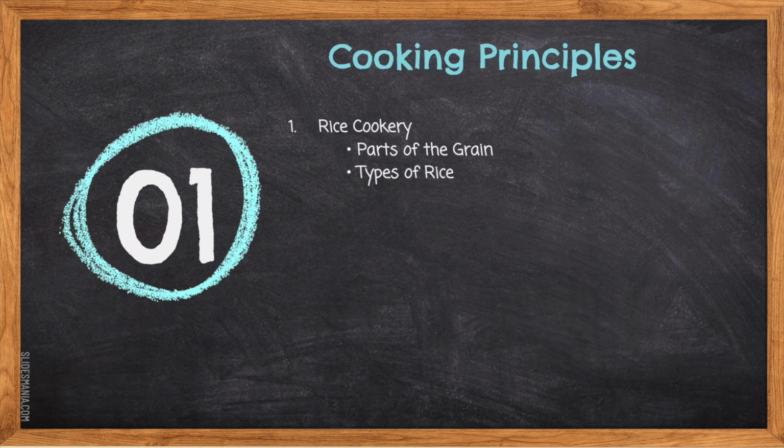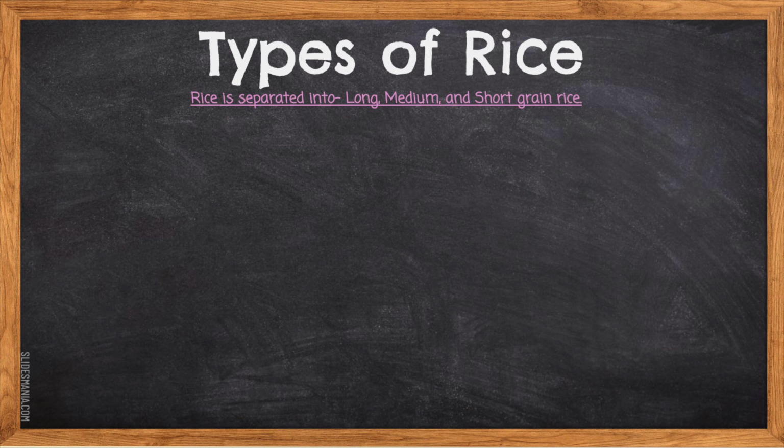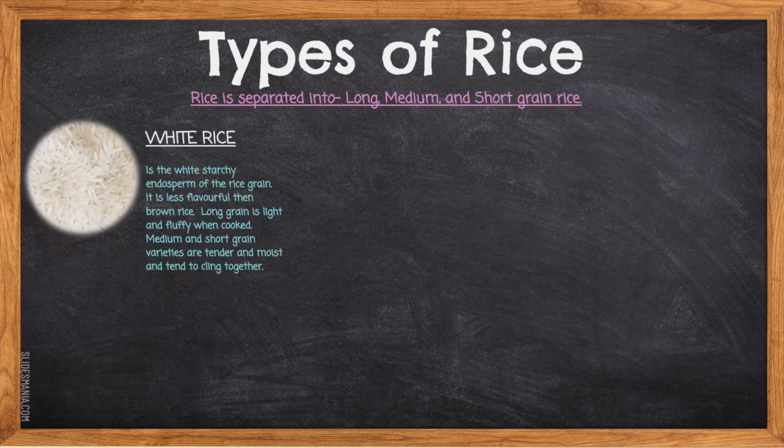Types of rice. When we talk about types of rice, it is important to know that rice is always separated into long, medium, or short grain rice when it is packaged and sold. First category is white rice. It is the white starchy endosperm of the rice grain. It is less flavorful than brown rice.